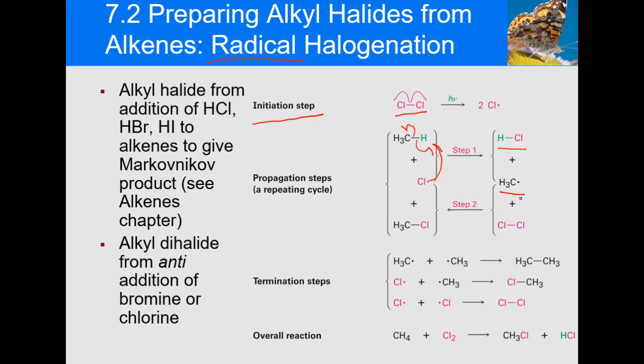All right, and then the next propagation step is that this carbon radical now reacts with another equivalent of chlorine. So this reacts with chlorine, okay, to form your product, which is right here, and another chlorine radical, which is right there. So that chlorine radical is basically the same thing as that chlorine radical. That chlorine radical reacts with another one, and it propagates. It keeps going and going and going until eventually you have the termination step.